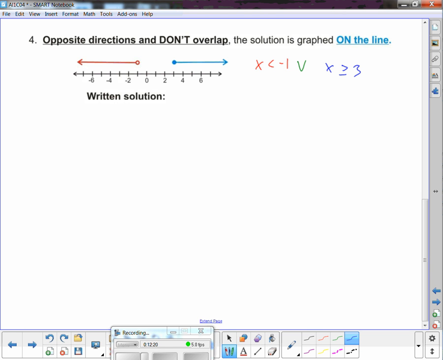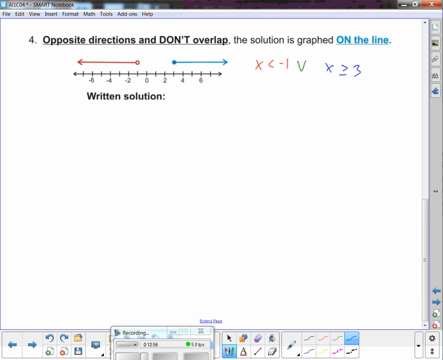Somebody give me a number that's part of the solution. Raquel. 4 is part of the solution. Adam. Negative pi is part of the solution. Yes. Abby. 10 is part of the solution. Ethan. 4 is part of the solution. Kirsten. Negative Googleplex is part of the solution. Adriana. -6 is part of the solution. How about 3? Is 3 part of the solution? Yes. How about -1? No.